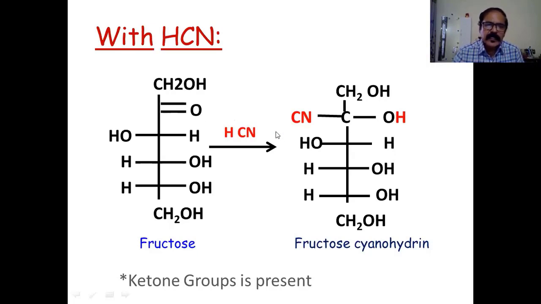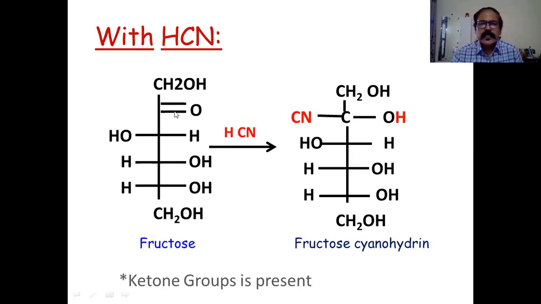Here you see the reagent. This reagent is hydrogen cyanide. When hydrogen cyanide is taken, hydrogen will have a plus charge and cyanide will have a minus charge. So this hydrogen plus will go and sit on the oxygen, giving an OH group, whereas the cyanide with minus charge will go and react with the carbon, forming a cyanide bond.